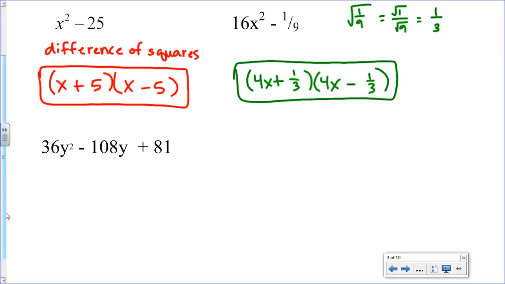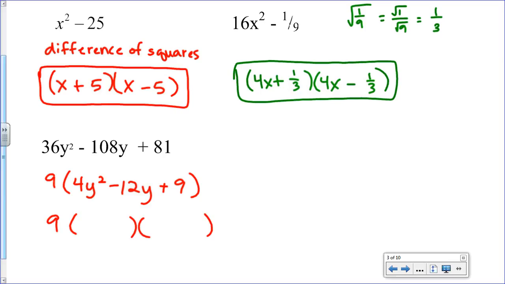I want to do whatever I can to make these numbers smaller so it's easier to factor. So I get 4y squared. What times 9 gives you negative 108? Negative 12y plus 9. Okay, so then I just have to factor this.